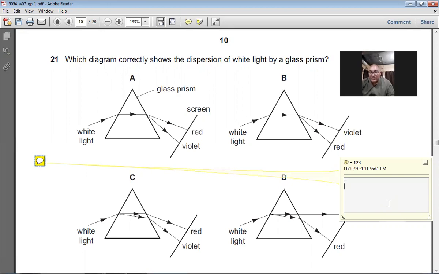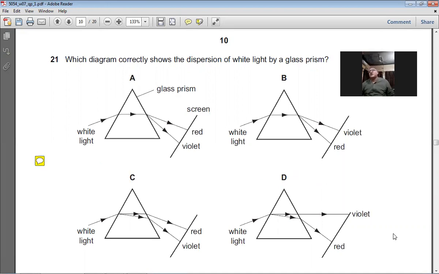It will be ROYGBIV. You see, it will be something like ROYGBIV. Red, orange, yellow, green, blue, indigo, violet.